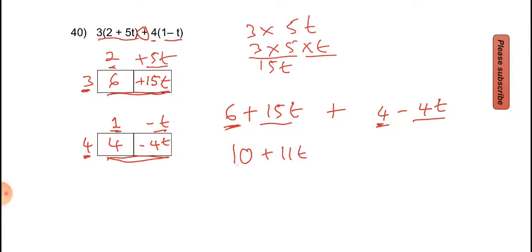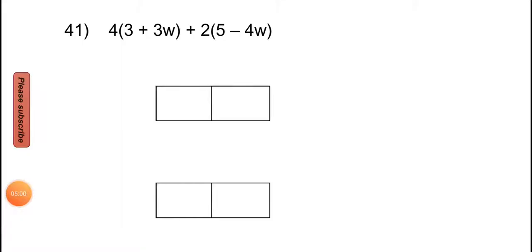So this is the final answer for our question. So remember, 15t minus 4t gives us 11t, to give us a final answer of 10 plus 11t.